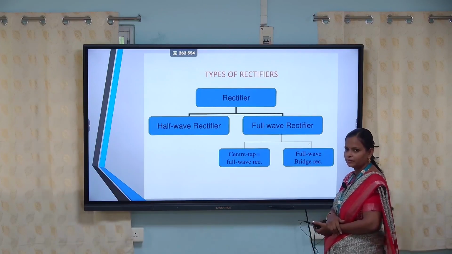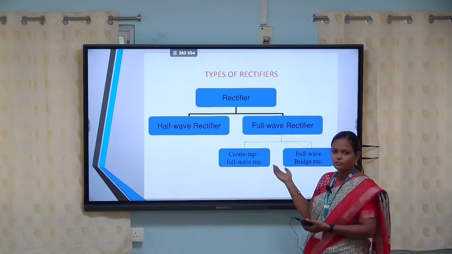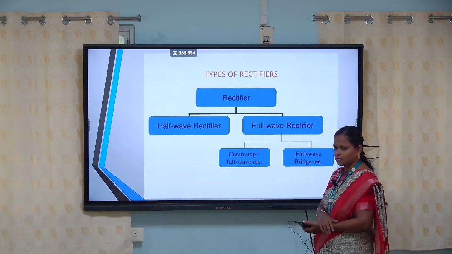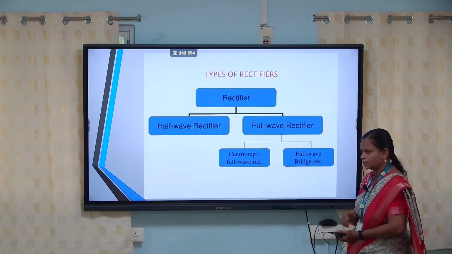There are two types of rectifiers available. One is the half wave rectifier, another one is the full wave rectifier. The full wave rectifier is again classified into two categories: center tap full wave rectifier and full wave bridge rectifier.